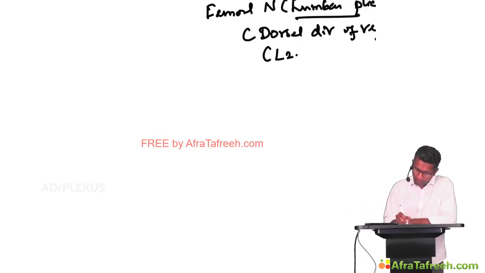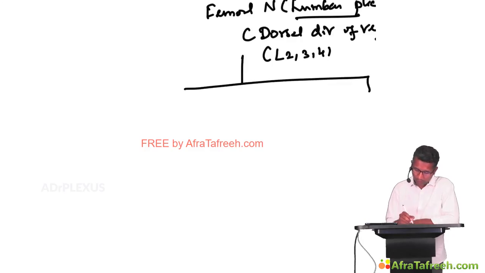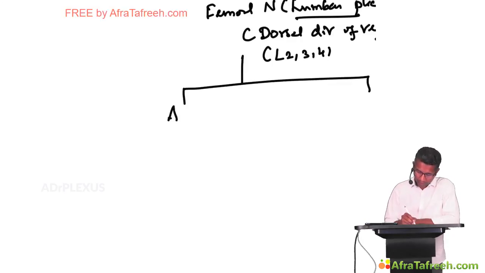It is arising from the dorsal division of the ventral rami of the lumbar plexus. It has got root value L2, L3 and L4. It is divided into two branches. One is called the anterior division, and another one is called the posterior division.